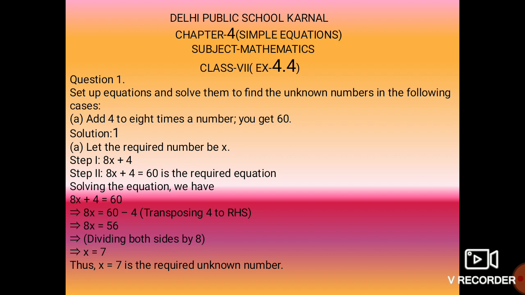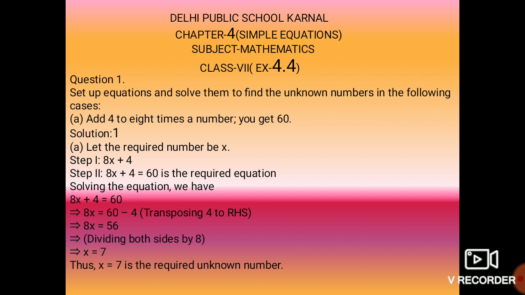So let us discuss question number 1, part A. Set up equations and solve them to find the unknown numbers in the following cases. Add 4 to 8 times a number, and you will get 60. You do not know the number, so let the required number be x. Then 8 times x is 8x, and adding 4 to 8 times a number gives 8x plus 4, which equals 60. Now you have got the equation.